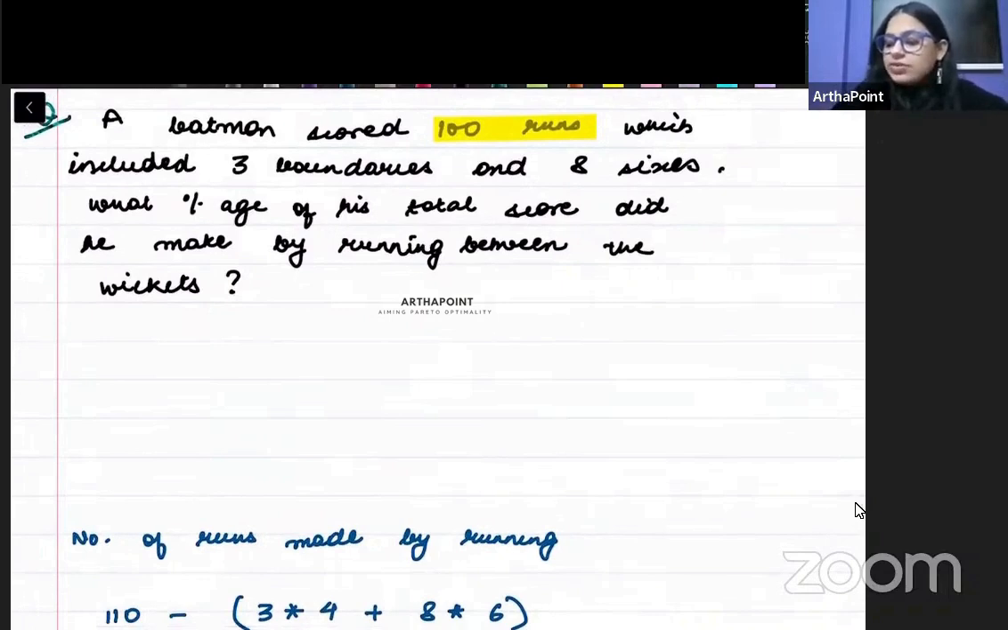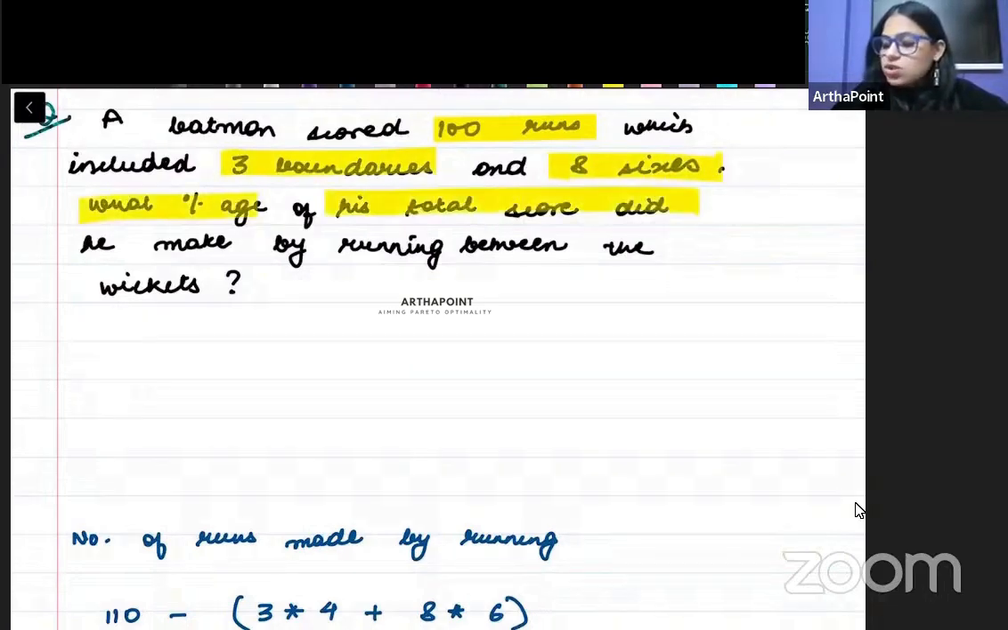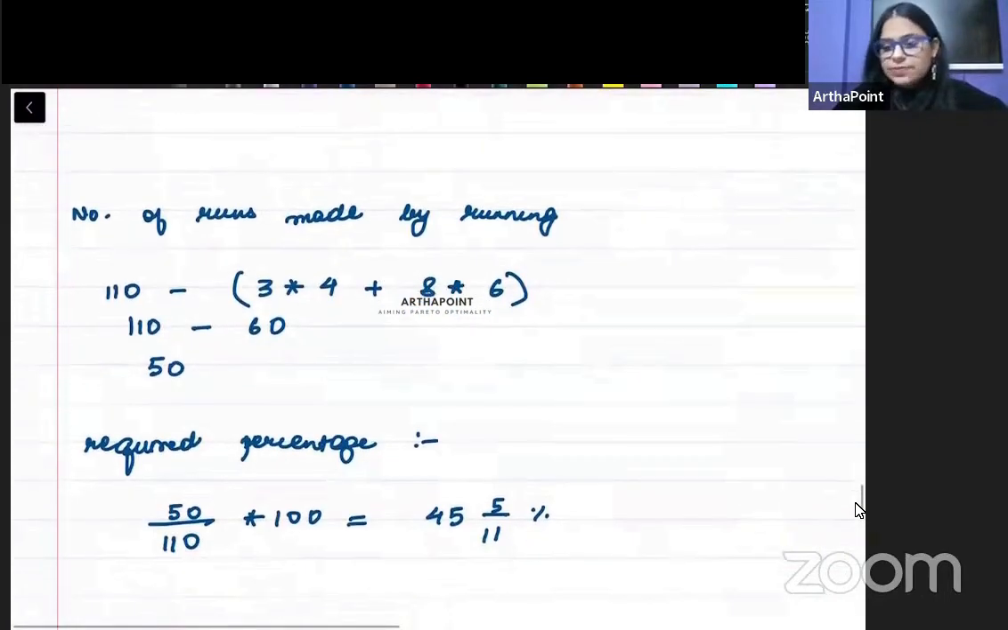A batsman scored 100 runs, which included 3 boundaries and 8 sixes. What percentage of his total score did he make by running between the wickets? So try to see.